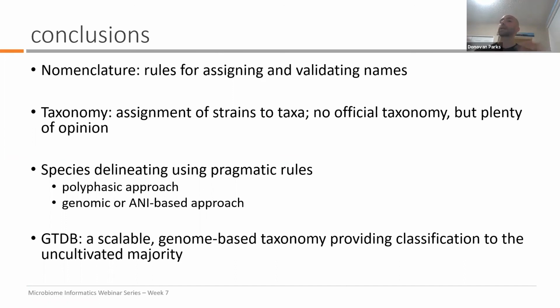So how can, in a practical sense, can we assign strains to a species? In particular, we talked about the polyphasic approach. And then I introduced this idea that in a practical sense, sometimes it's much easier just to focus on the genomic similarity of genomes. So we have a genomic or ANI-based approach, which is what's done in the GTDB. And we talked about the GTDB in some detail.